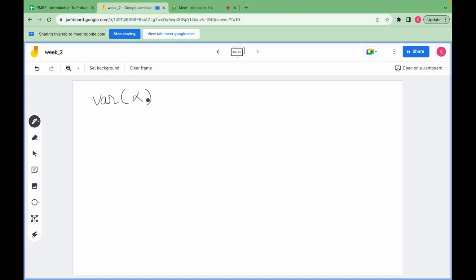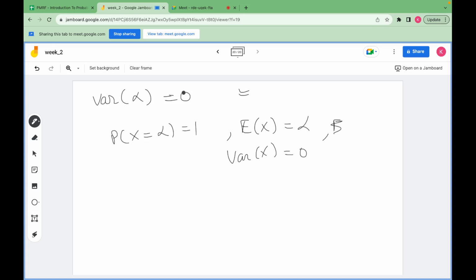So variance of a constant quantity is 0. You can try to prove this one on your own. And the probability that x is equal to a constant, if x is a constant value, then the expectation of x will be this constant value alpha, but the variance of x will be 0, because the variance of a constant quantity is 0.